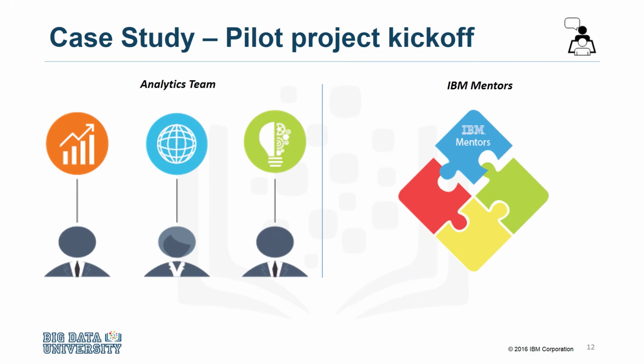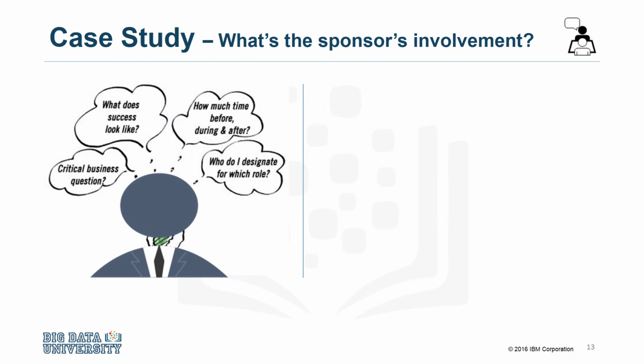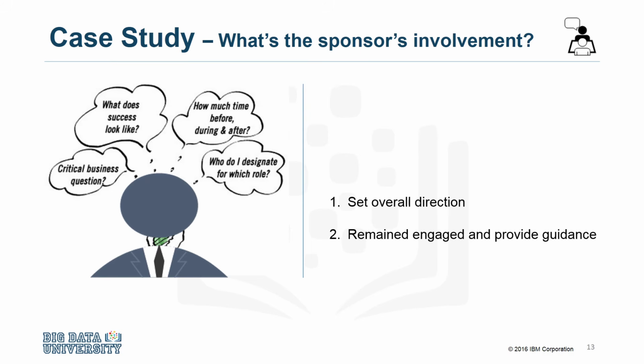To gain the business understanding that would guide the analytics team in formulating and performing their first project, the IBM data scientists proposed and delivered an on-site workshop to kick things off. The key business sponsor's involvement throughout the project was critical in that the sponsor set overall direction, remained engaged and provided guidance, and ensured necessary support where needed.